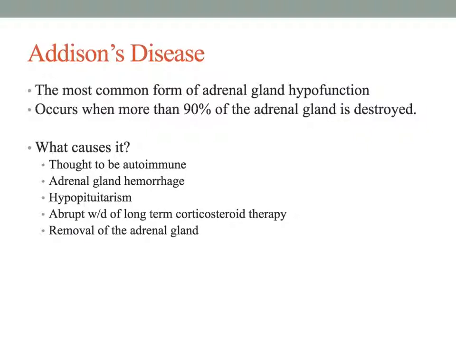The main glucocorticoid produced by the adrenal cortex is cortisol. Cortisol affects carbohydrate, protein, and fat metabolism.